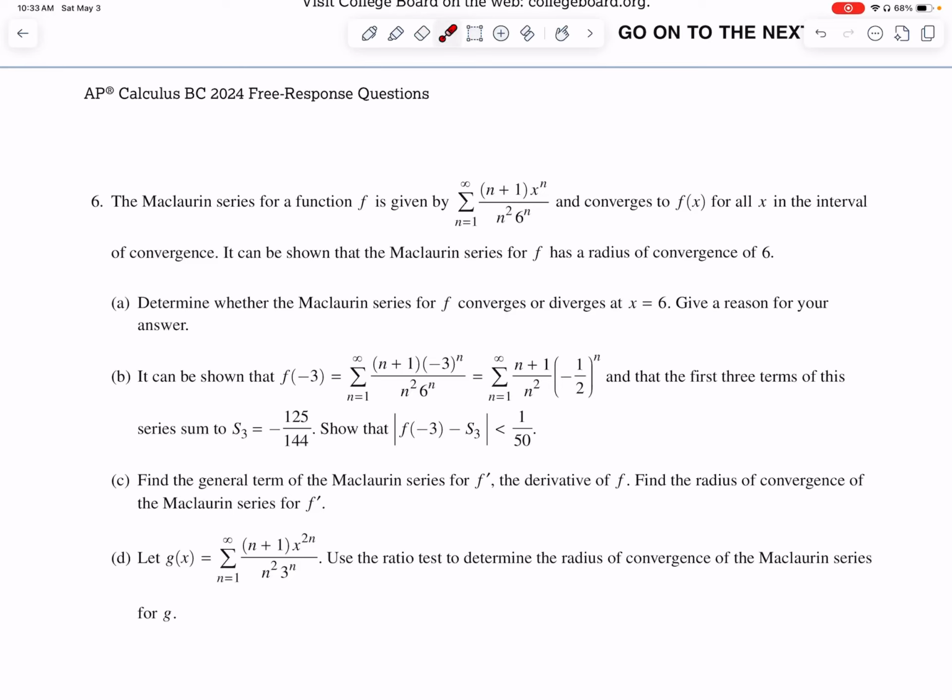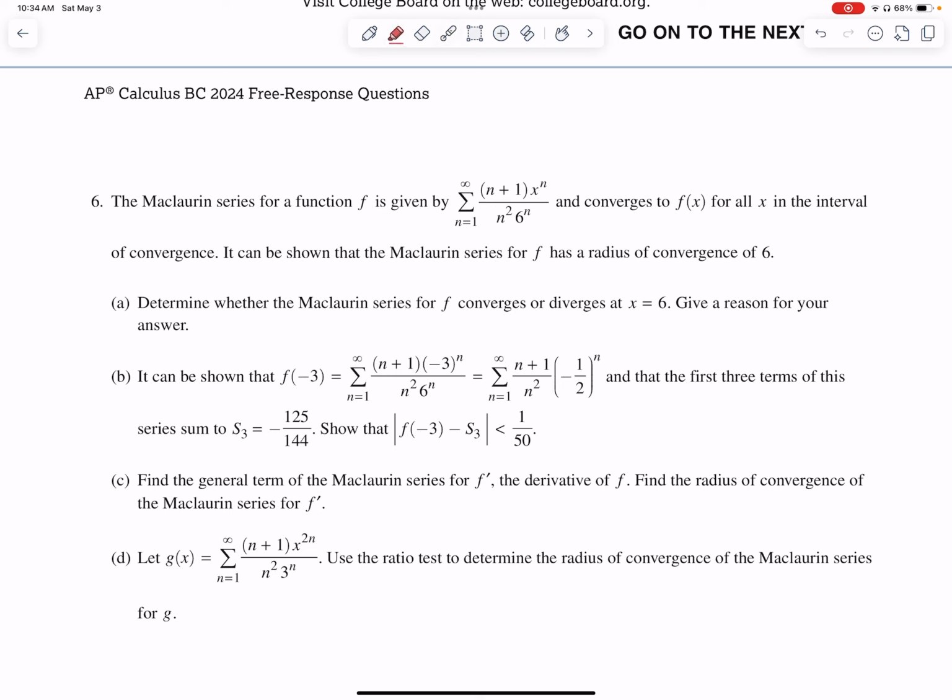All right, strap in, guys, because this is the dreaded question number 6 on the BC calculus free response, which is ordinarily the series question, as you can see right here. The Maclaurin series for a function f is given by this summation and converges to f of x for all x in the interval of convergence. It can be shown that the Maclaurin series for f has a radius of convergence of 6.